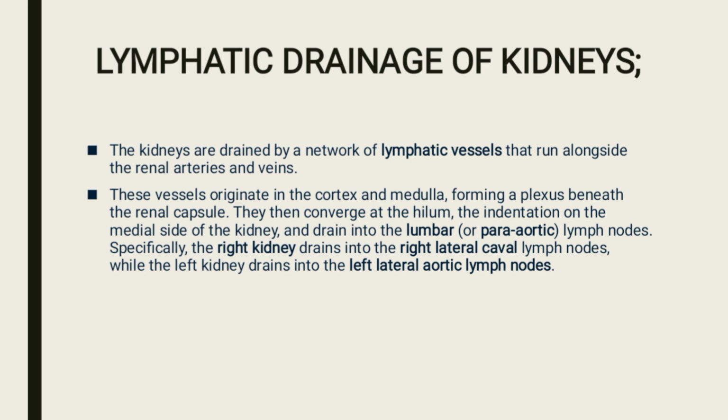Then lymphatic drainage of the kidneys. Kidneys are drained by a network of lymphatic vessels that run alongside the renal arteries and veins. These vessels originate in the cortex and medulla, forming a plexus beneath the renal capsule. They then converge at the hilum, the indentation on the medial side of the kidney, and drain into the lumbar or para-aortic lymph nodes. Specifically, the right kidney drains into the right lateral caval lymph nodes, while the left kidney drains into the left lateral aortic lymph nodes.